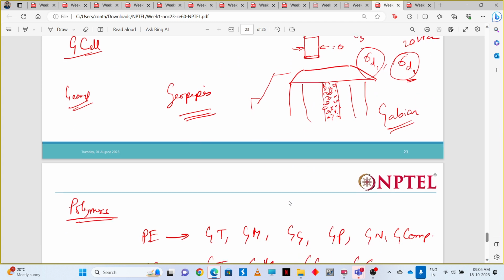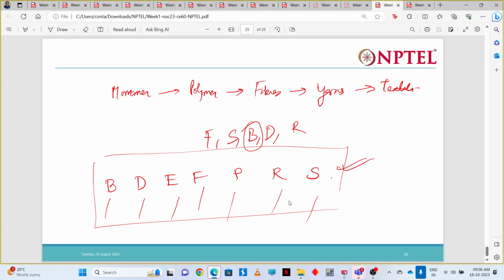The first lecture was just the basic introduction. We discussed all the basic types of geosynthetics, and we also discussed briefly the polymers and how geosynthetics are manufactured. These are the functions: barrier, drainage, erosion control, filtration, and all those things.